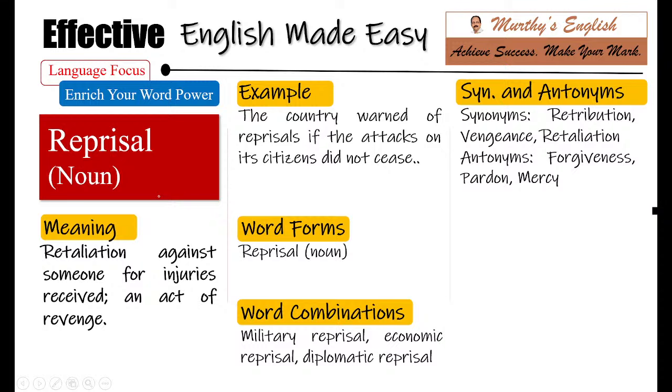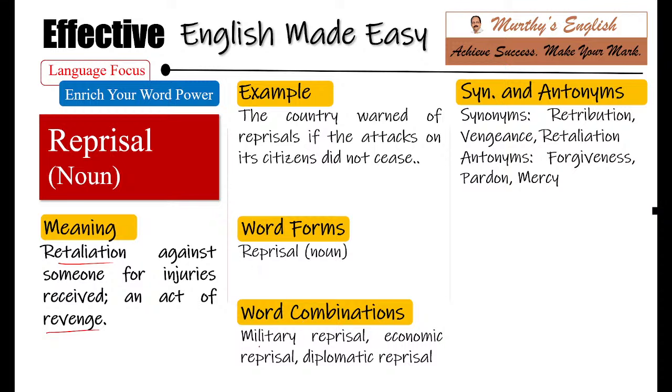Reprisal, this is also a new word we have got for the first time. Part of speech noun, meaning retaliation against someone for injuries received. An act of revenge. Retaliate, something like tit for tat, a revenge. The country warned of reprisals if the attacks on its citizens did not cease. Means what? Did not stop. The country warned of reprisals if the attacks on its citizens did not cease. Only one word form, noun form, reprisal.